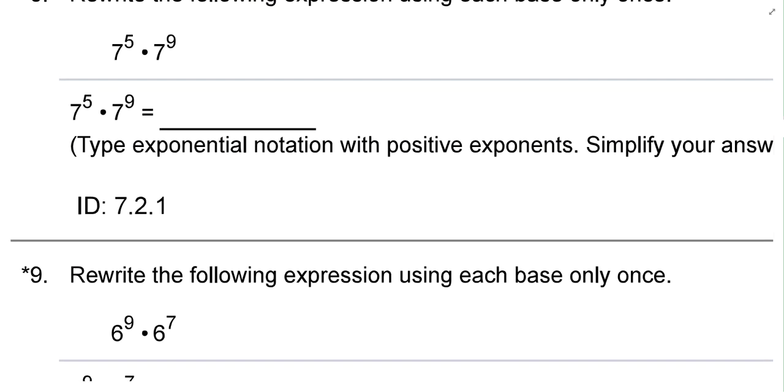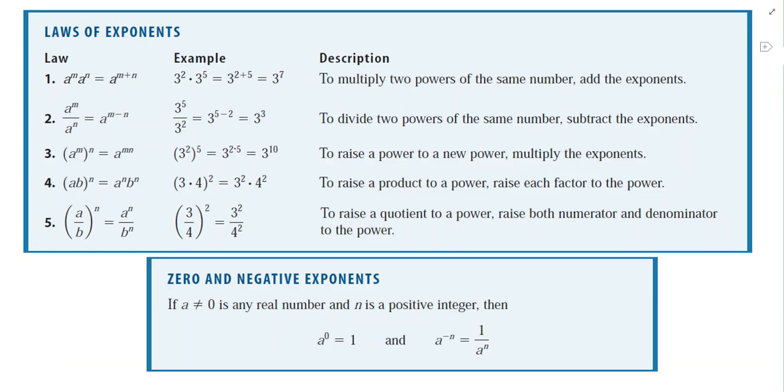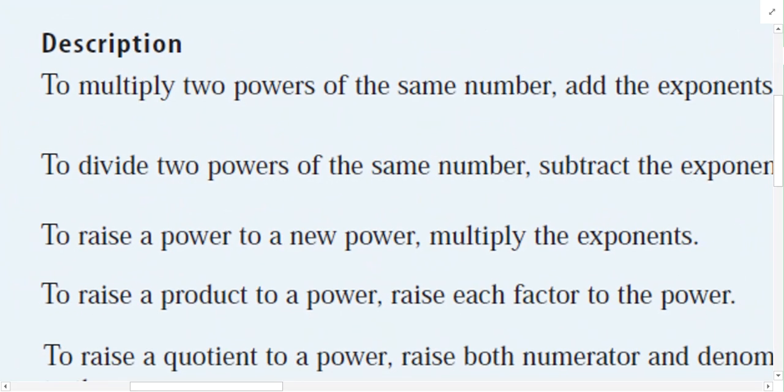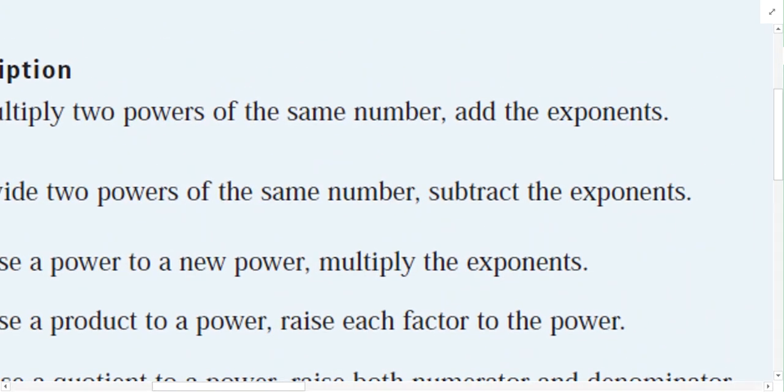For the next few examples, we're referencing what happens when we multiply two terms that have common bases. Now in our notes, I tried to emphasize that here. If you're looking at the description, it says to multiply two powers of the same number, add the exponents. And I wanted to stress that number in this case is referencing the base of the exponent. The base is the bottom number, while the exponent is the small number at the top.